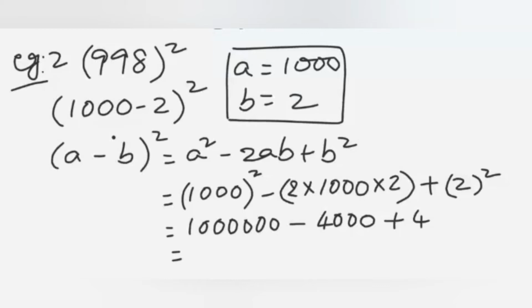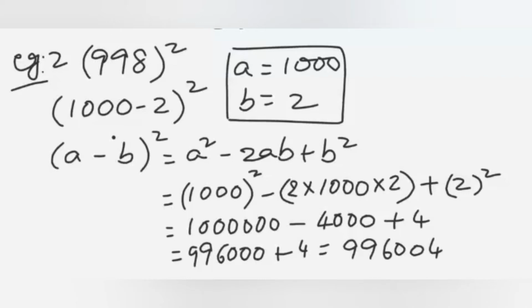10 lakh minus 4000 is 996,000, plus 4 gives you 996,004. This is your answer. For 998 whole square, the answer is 9,96,004. Next, going to another example.